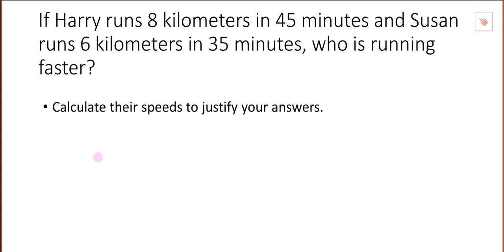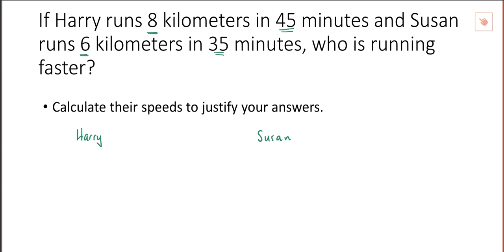No? No one? Well, let's have a look then. So we've got to do Harry and we've got to do Susan and we've got to compare. The difference with Harry and Susan is Harry did 8 kilometers, but Susan only runs 6. Now, Harry takes longer than Susan, but he ran further. So he might have been going faster. We don't know. So we need to justify our answer.